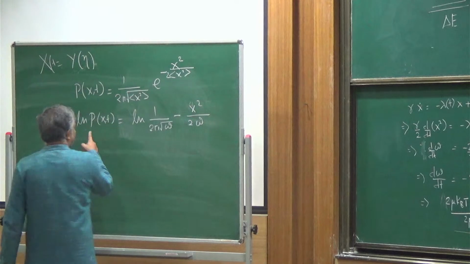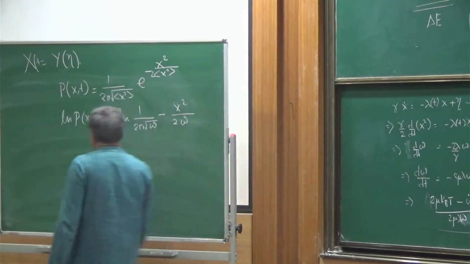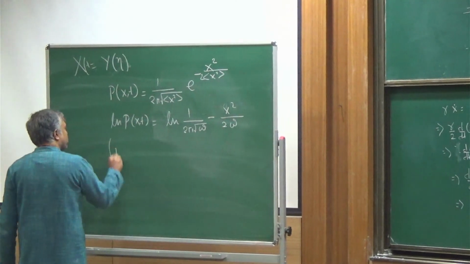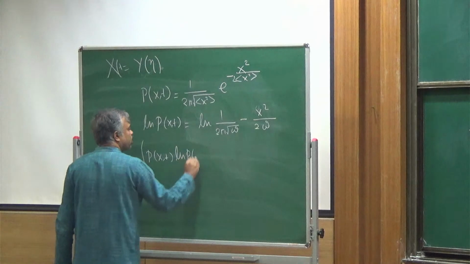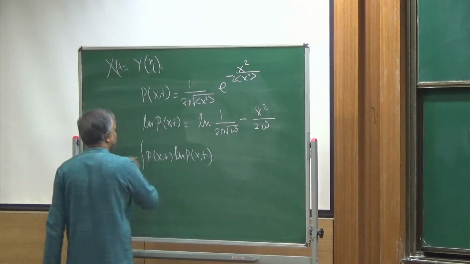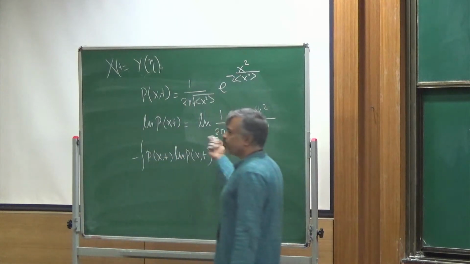So now, if I want to get the average system entropy, I'm actually calculating the Shannon entropy with a minus sign. Then the first term will give me what?